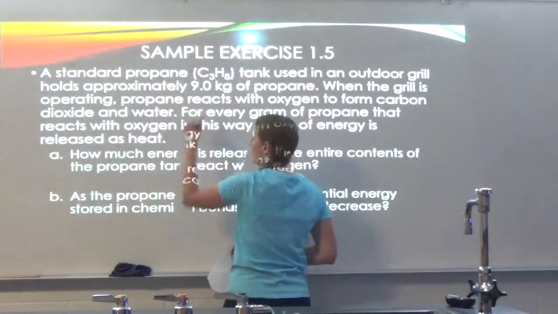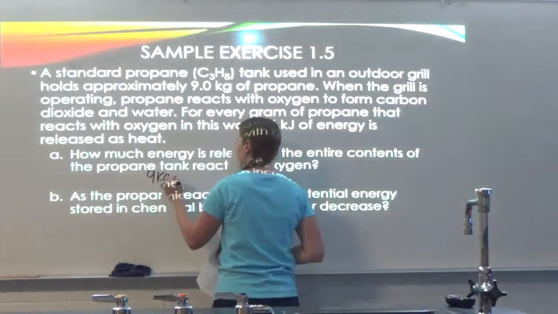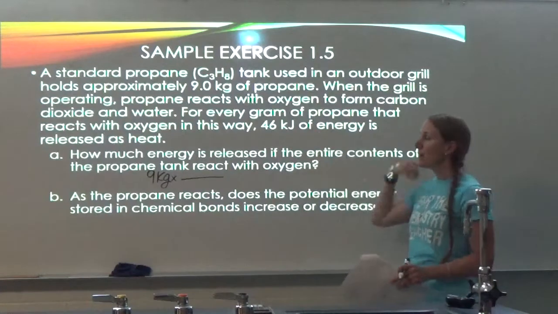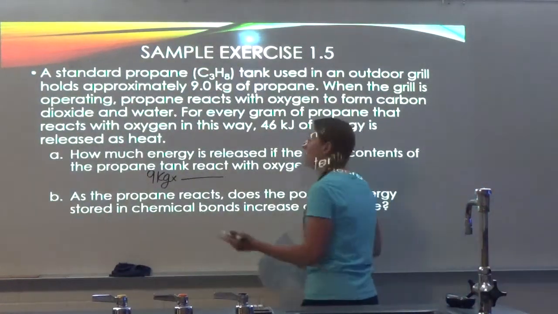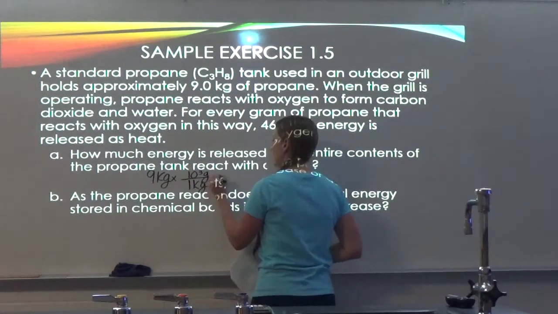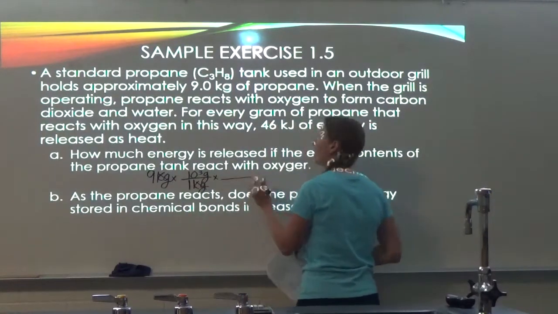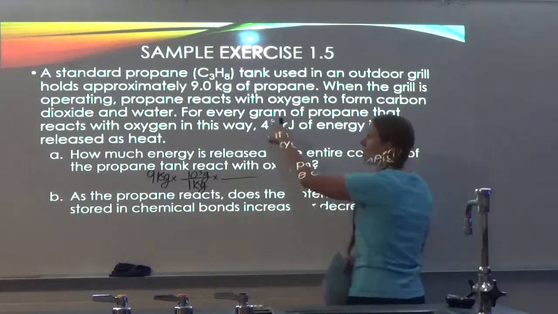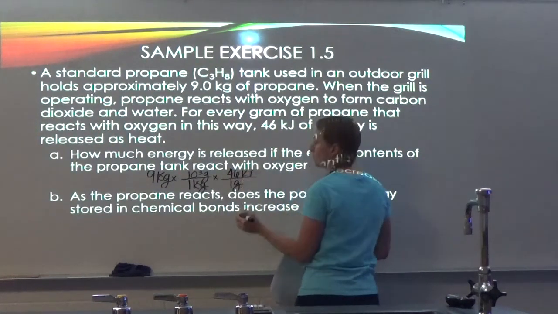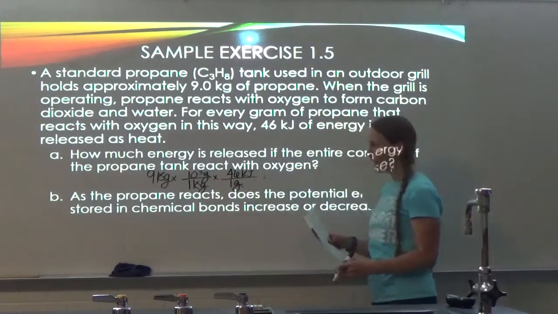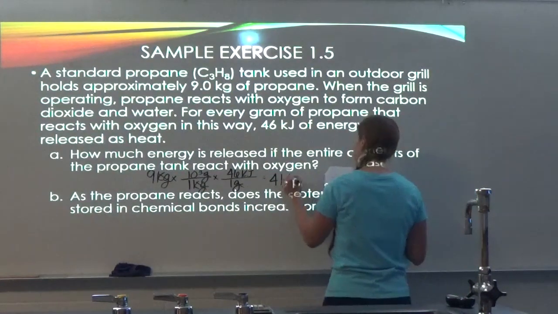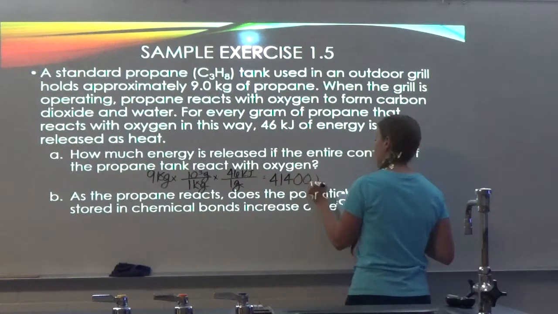Okay, so what do we start with? Well, we know the tank is 9 kilograms. We also know that 1 gram is 46 kilojoules. So what I need to do is get from kilograms to grams. So 1 kilogram is 10 to the 3 grams. So kilograms cancel. So see, now I got to grams. And then what I know is 1 gram of propane releases 46 kilojoules of energy. So see, now grams cancel. Since all 3 of my numbers are on top, I'm just going to multiply. And so I got 114,000 kilojoules.